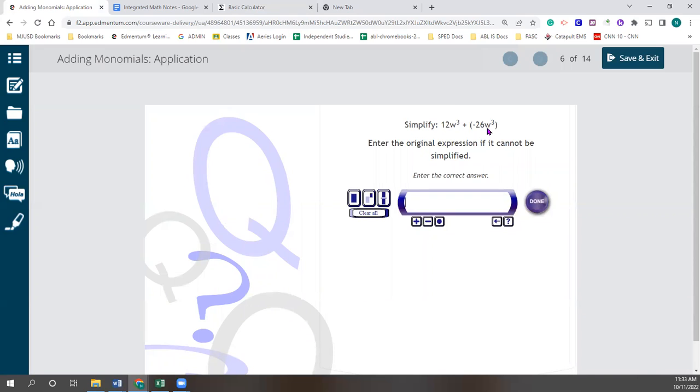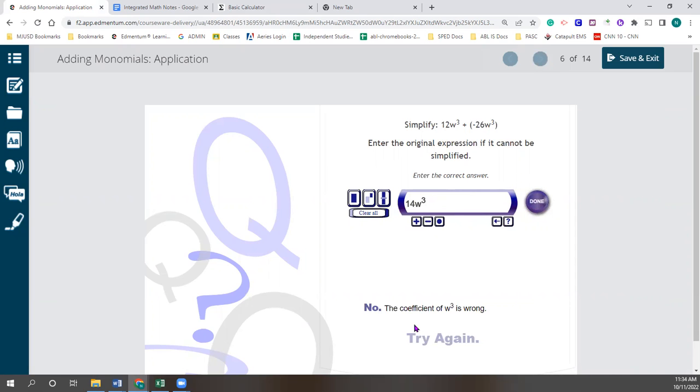Simplify 12W^3 plus negative 26W^3. Okay, so we got W to the third power, W to the third power. What is 12 plus negative 26? I'm going to say that's 14 in my head. 14W3. I forgot to make it an exponent. I highlight it and push the exponent button. And notice it jumps up into the exponent position.